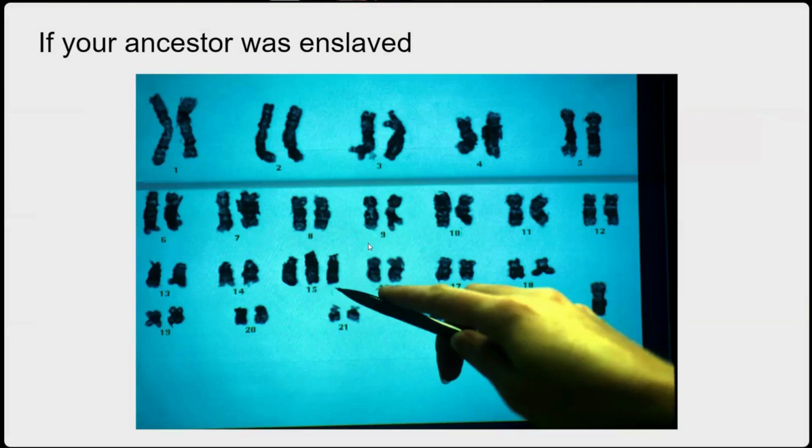DNA testing can give you clues. Companies such as AncestryDNA, 23andMe, and African Ancestry offer DNA testing kits that can tell you your ethnic makeup and ancestry. They can even identify specific regions in Africa where your ancestors may have come from.